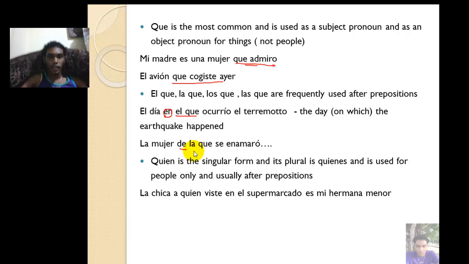Okay? Quien is the singular form and its plural is quienes, and it is used for people only and usually after prepositions. Okay? La chica a quien viste en el supermercado es mi hermana menor. Right? The girl that you saw in the supermarket is my younger sister. Right?